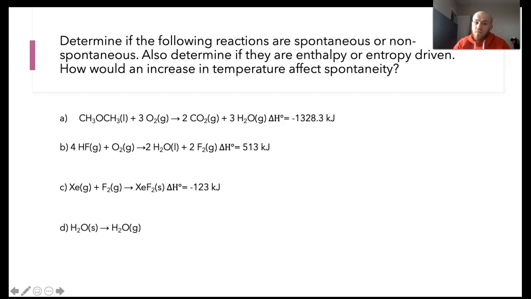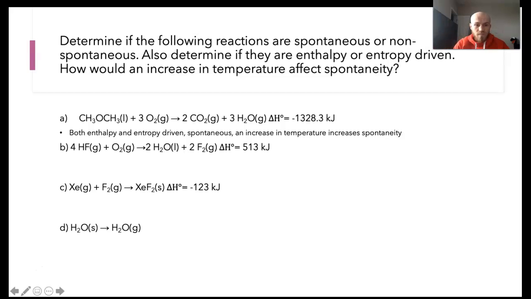So when we look at A, we have a liquid and a gas reacting, going to a gas and a gas. If we also look here, the change in enthalpy is provided for us. So it's negative, so that means it's going to be favorable. And then we also think about entropy. We're going from liquid to gas and gas, so all of our products are in a much more disordered state. They're all gases. And we also go from 4 particles on the left-hand side to 5 particles on the right-hand side. So that's also going to tell us that it's favorable with entropy. So this one's going to be both enthalpy and entropy driven. It's going to be spontaneous. All right, an increase in temperature then would also increase the spontaneity.